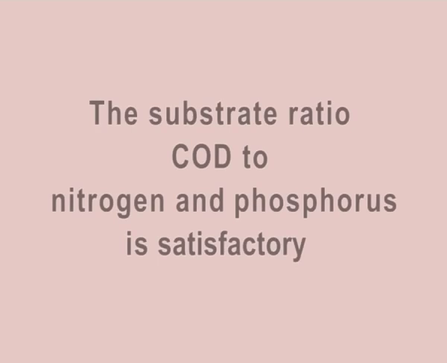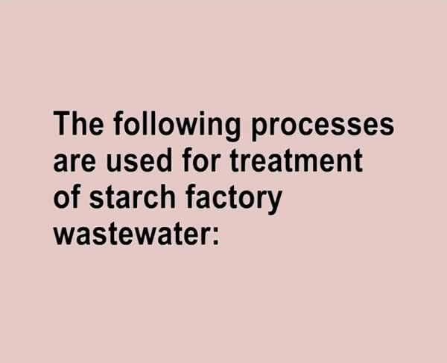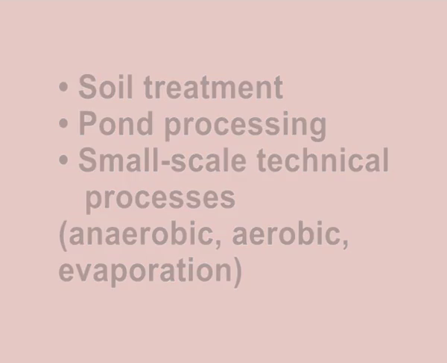The substrate ratio of COD to nitrogen and phosphorus is satisfactory. Actually, there may even occur an excess of nitrogen and phosphorus, so that it is not necessary to add nutrient salts. The following processes are used for treatment of starch factory wastewater. The first is soil treatment, pond processing, small scale technical processes as we have already discussed, aerobic, anaerobic and evaporation methods. In case of potato processing industry, wastewater treatment systems often consist of the following sections.